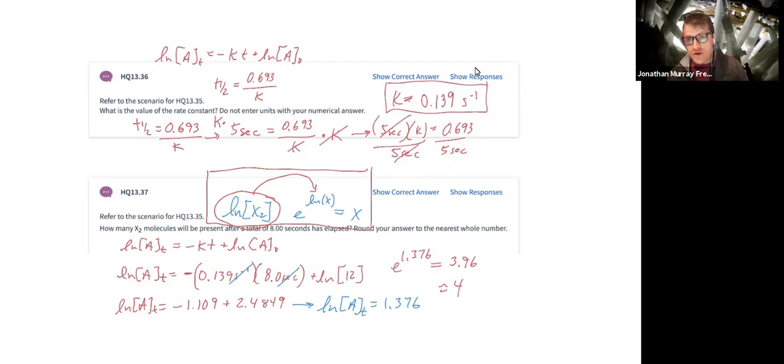If you're ever unsure mathematically whether you made the right steps, all you have to do is take the natural log. If you took the natural log of 3.96, it should give you back 1.376, just to check mathematically that you did the right steps in the right order. That should check for you. So we're looking at 4 as our final answer, 4 molecules at 8 seconds into the reaction.